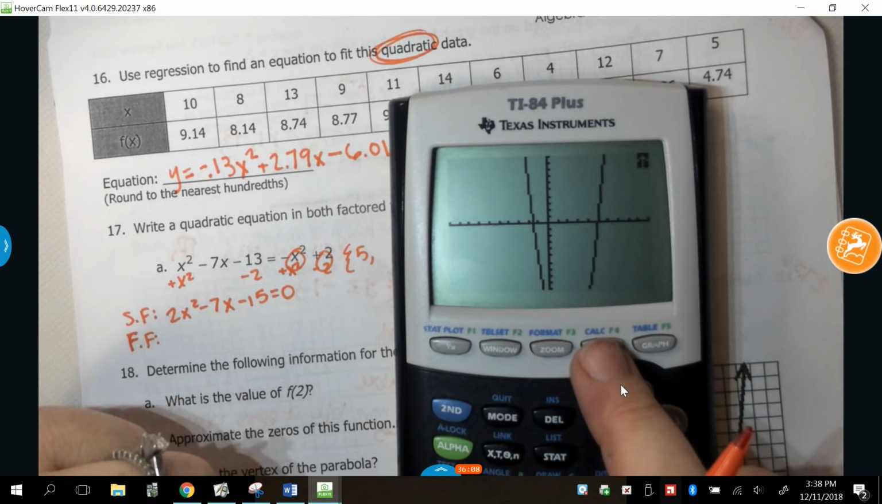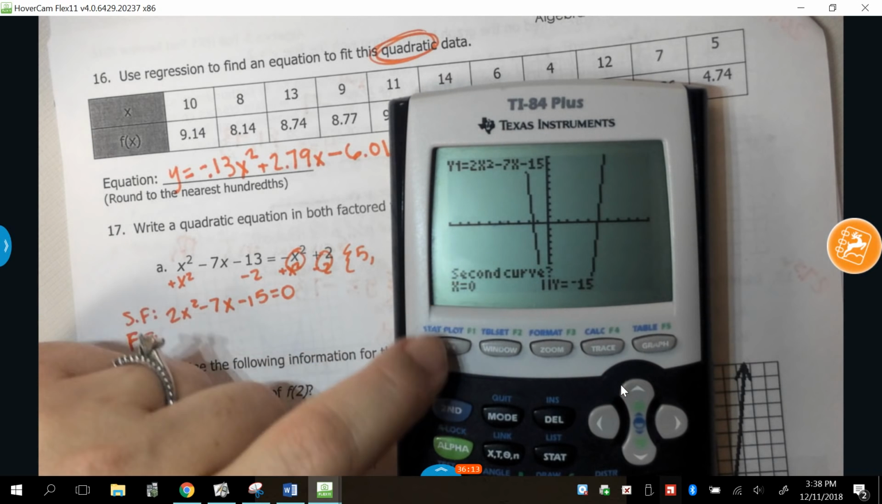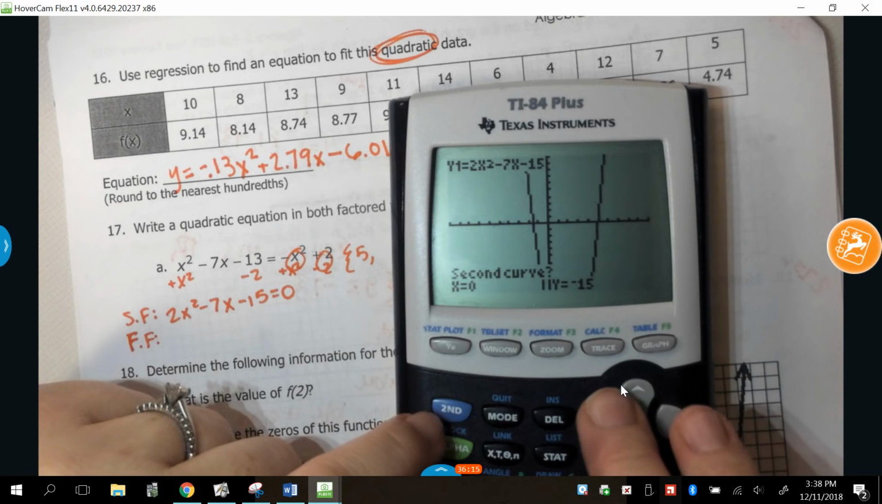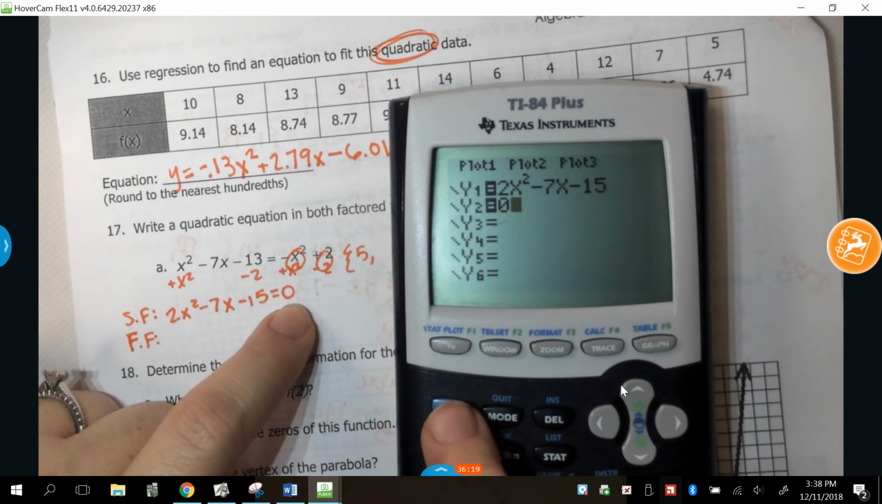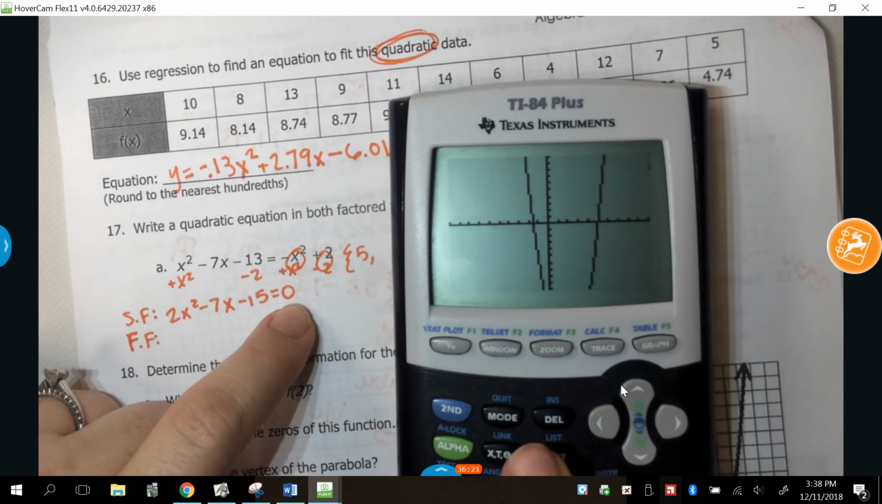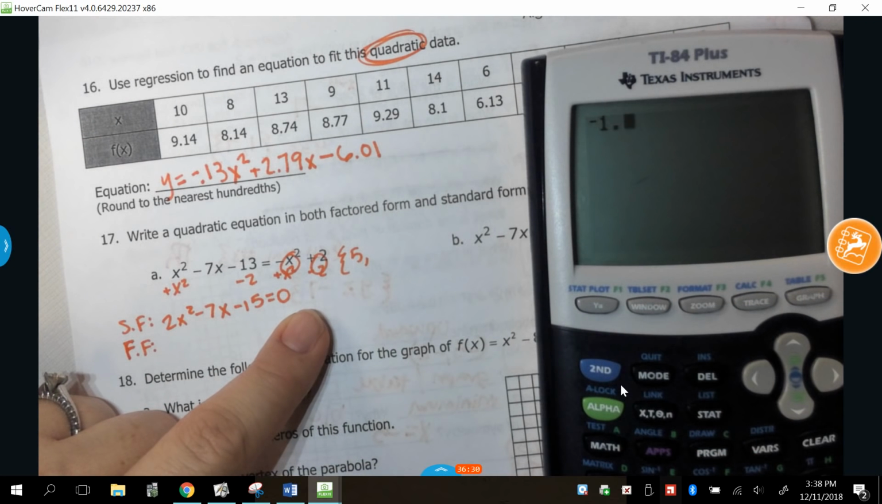So you can do second trace and do 5, enter, enter, enter. Oh, sorry, I forgot to put this in y2. I had to put 0 in y2. Now do graph, second trace 5, enter, enter, enter. So it's negative 1.5, which as a fraction, negative 1.5, math, enter, enter, is negative 3 over 2.